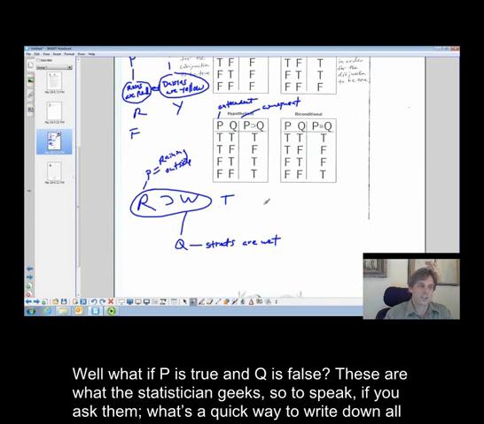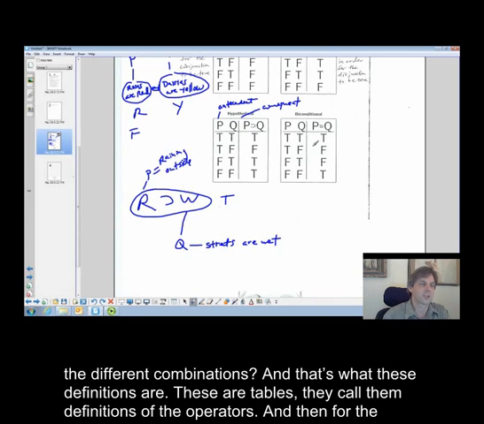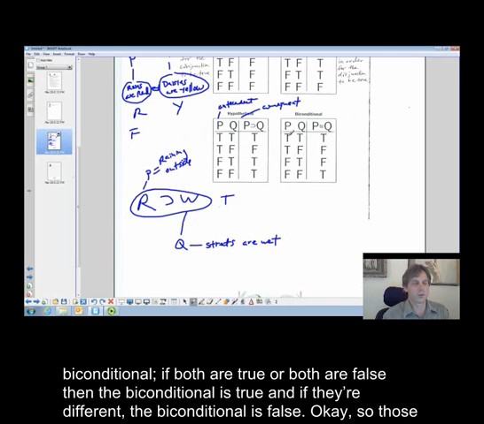These are what the statisticians, so to speak, would give you if you ask them for a quick way to write down all the different combinations. And that's what these definitions are. These are tables. They call them definitions of the operators, okay? And then for the biconditional, if both are true or both are false, then the biconditional is true, and if they're different, the biconditional is false. Okay, so those are the definitions.